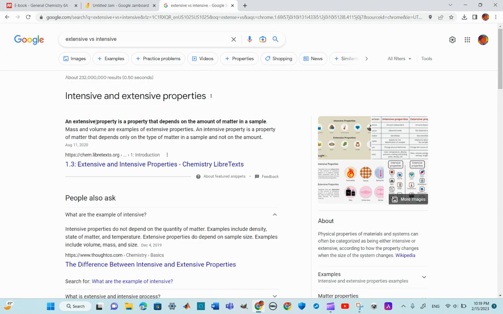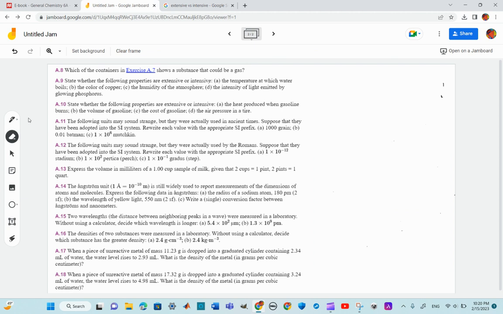Oh, yeah. So, depends on the amount of the matter sampled. The mass amount for a sample is extensive. The property that only depends on the type of material is intensive. Oh, yeah, right. Now I remember, it's actually pretty important, but it's kind of self-evident how they do it.